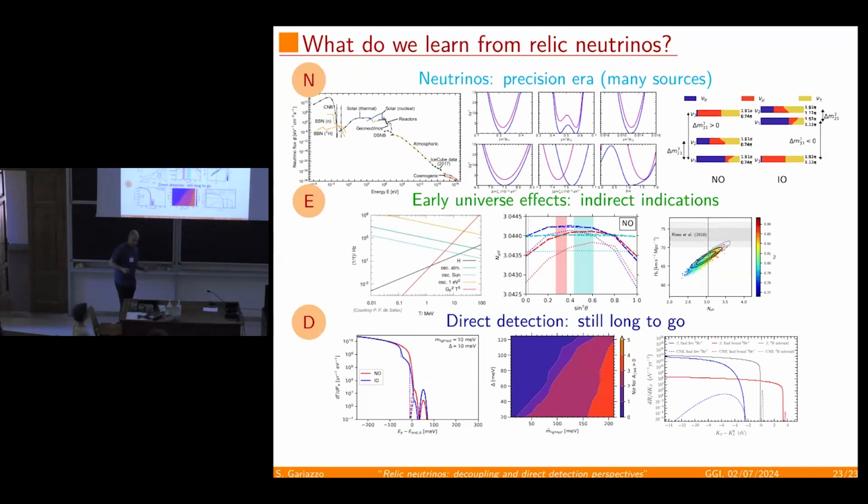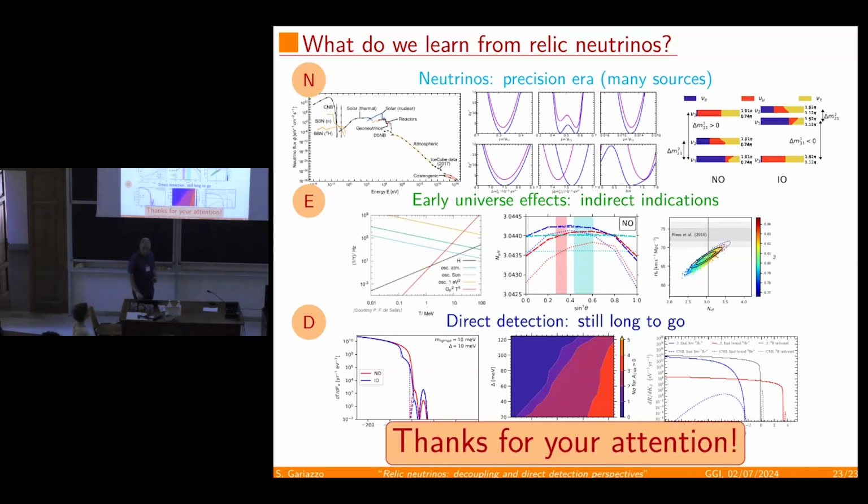So we are entering the neutrino precision era from many sources, not yet from cosmic neutrinos. We have indirect evidence of their existence, but we still have to struggle a lot in order to have a direct detection of this neutrino background. Thank you. And if you have any questions.